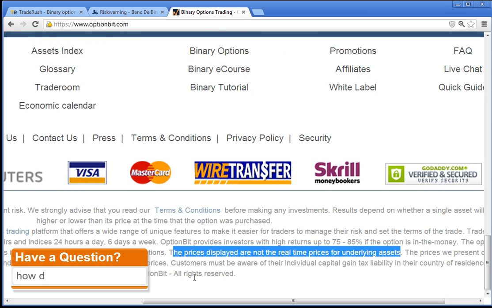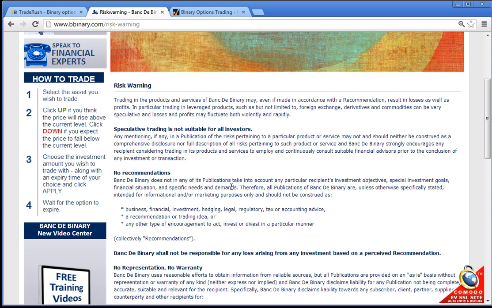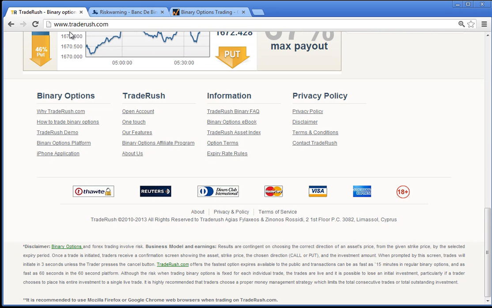On OptionBit, it says quite clearly that the prices displayed are not real-time prices for underlying assets. If you think you're following the real value of the euro to the US dollar, guess again. We looked at the risk warning of BitToBe Binary, and it says quite clearly that the trading can be very speculative, and losses and profits may fluctuate both violently and rapidly. Yeah, that's what it says on the website. And finally, on Traderush, we found that they have a nice little disclaimer at the bottom, but apparently they're telling us that we should try and use Mozilla Firefox or Google Chrome, because who knows what's going to happen when one uses IE. So there you have it.